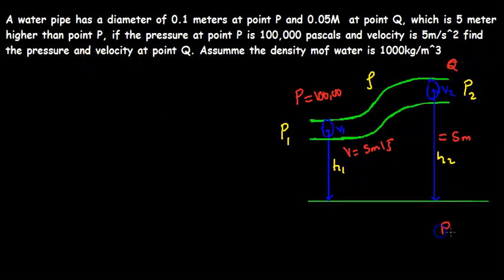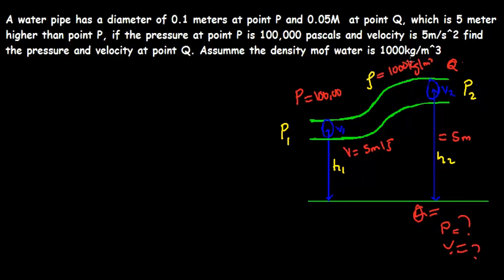So the pressure that is at Q is unknown and the velocity also is unknown. And we are asked to assume the density of the water is 1,000 kilograms per meter cubed. In this case, our density is going to be 1,000 kilograms per meter cubed. Okay, how can we solve this problem?